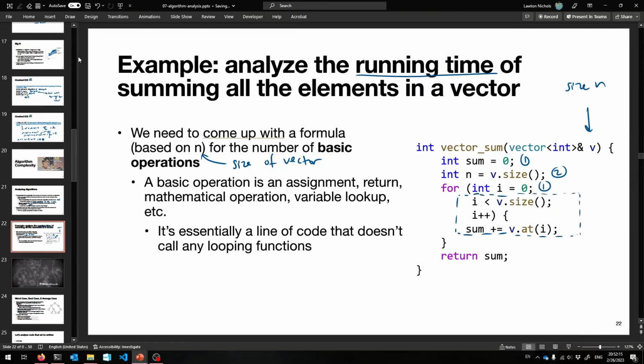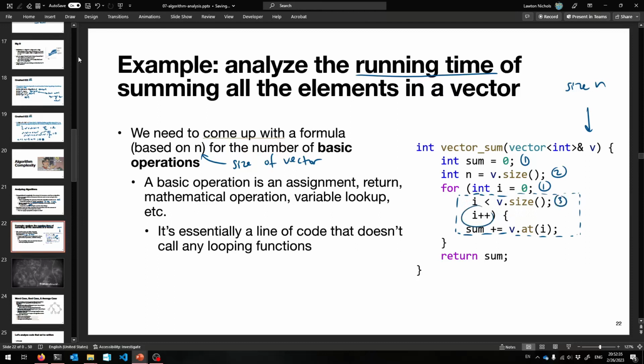But let's just deal with how many basic operations are on this particular line, for the comparison of the loop. Well, look up the value of i, look up the size of the vector, that's 2, plus one more to compare those results once you have them. So that's going to be 3 basic operations on this line.